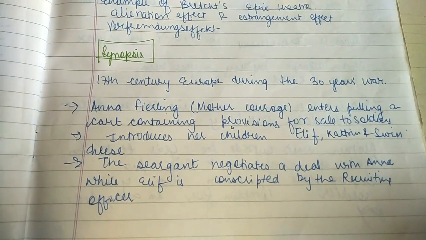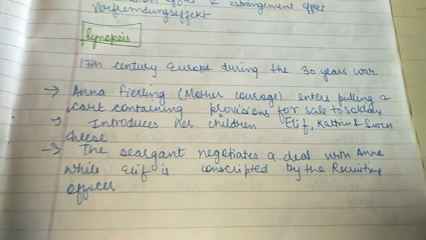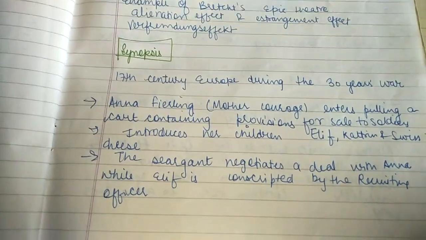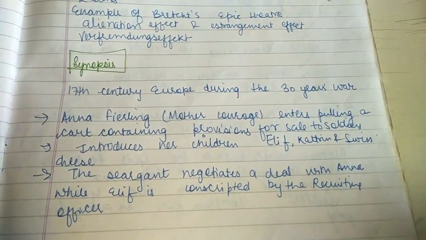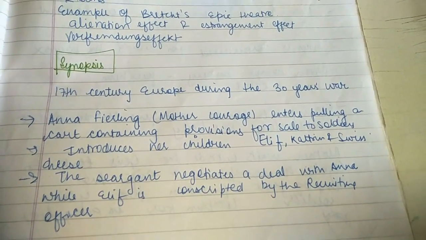This is 17th century Europe, where the Thirty Years' War is going on, and we see here Anna Fierling, who is named Mother Courage. Her real name is Anna Fierling. She enters with a cart. She has provisions for sale to soldiers.